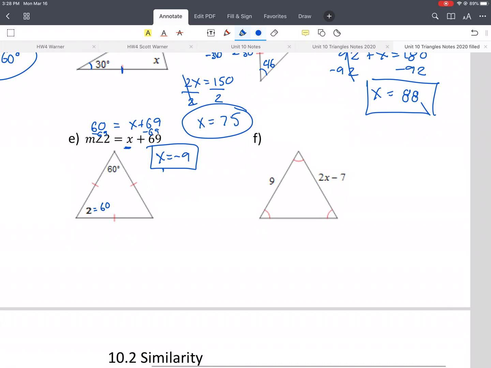And then the last one, again, this is an equilateral triangle, which means that these two are equal to each other, and we can just solve. So we could add 7 to both sides. That gives us 16 is equal to 2x, and then we'll divide both sides by 2. And we'll get x is equal to 8.